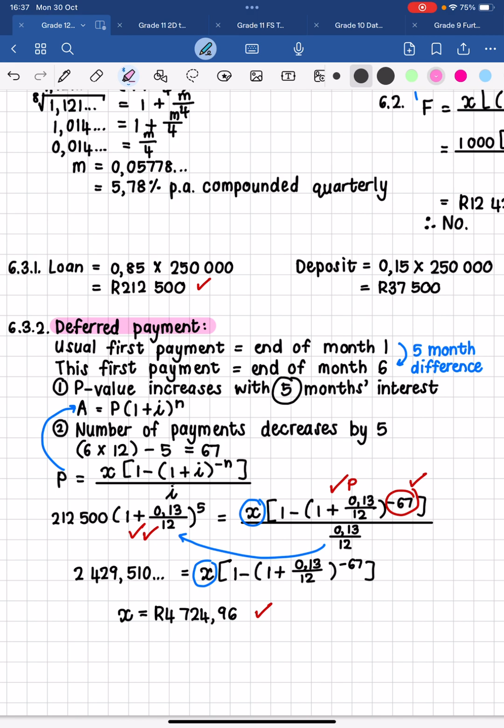What you did to get the answer from this line: I took this whole expression and I multiplied by 0.13 over 12, and then that's what I was left with. Then to get x on its own, I need to get rid of this bracket, so I just divide it by the whole thing.